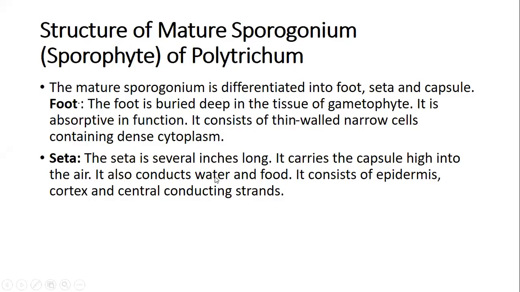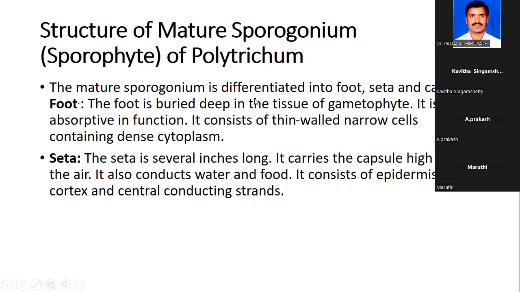Now, when the antherozoids from the antheridial head are released into the environment, they reach the female plant, enter the venter, fuse with the egg and result in the zygote. With that, the gametophytic generation of Polytrichum will end. After fertilization, the zygote develops into the next generation of the plant body that we call the sporophyte. This sporophyte is attached to the gametophyte. It is a very complicated and peculiar structure that we can see in Polytrichum.